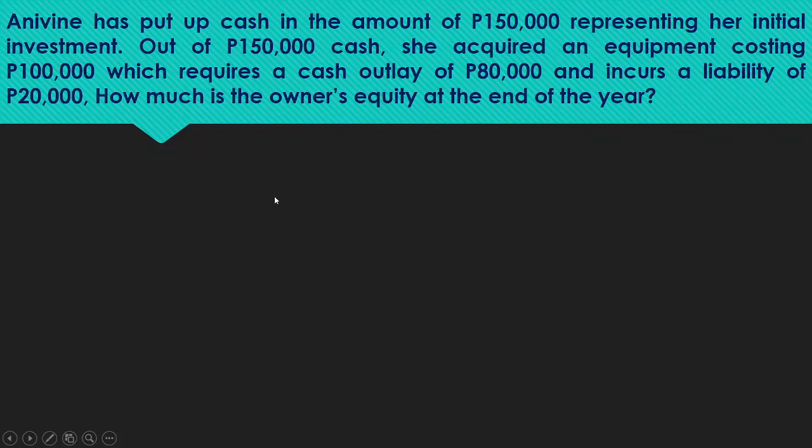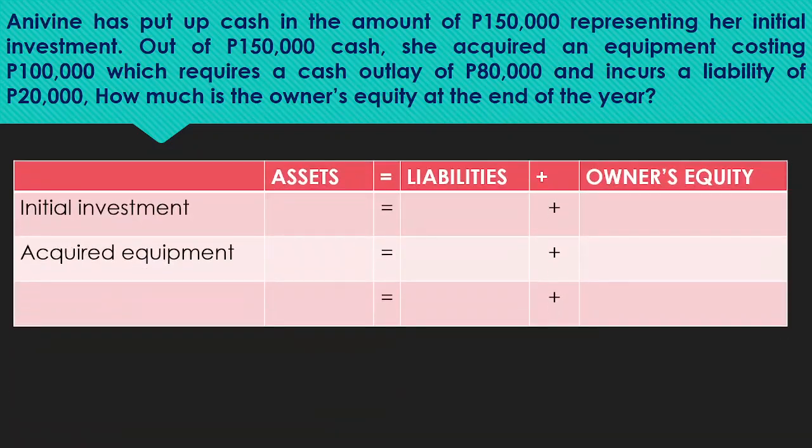To answer that one, let us have this presentation showing our basic accounting equation, A is equal to L plus OE. Now let us take the first transaction or event that happened in our problem. It is the initial investment of Anivine of 150,000. So therefore, there is an increase in our assets by 150,000, representing our cash, and on the other side, zero liability and an increase of our owner's equity by 150,000. To check our equation, it is balanced, both 150,000.